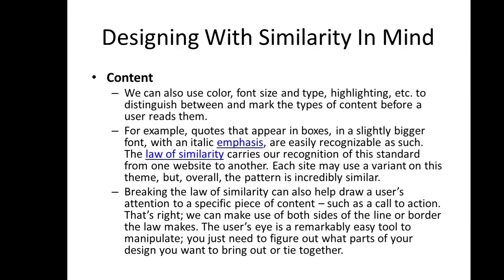So in contents, how do we use similarity in contents? We can also use color, font, size, and type, highlighting, etc. to distinguish between and mark the types of content before the user reads them. So for example, quotes that appear in boxes in a slightly bigger font with an italic emphasis are easily recognizable as such. If you still remember, in Bootstrap, these are the Jumbotron.